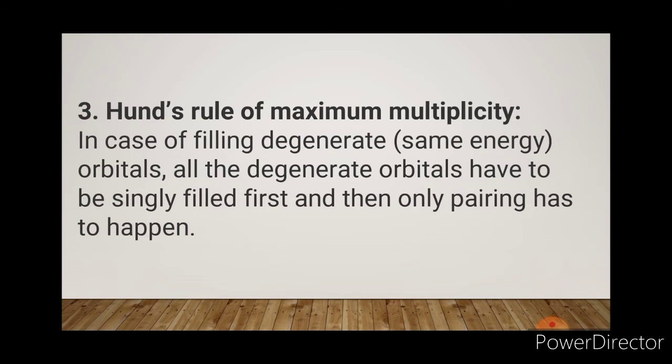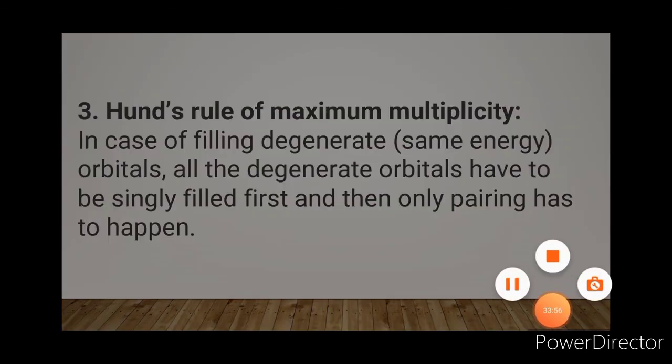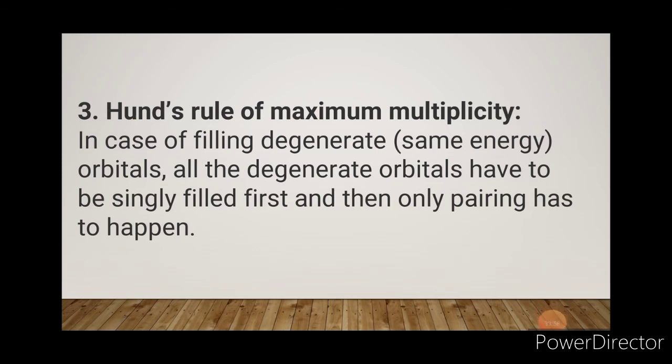Next is Hund's rule of maximum multiplicity. This rule says that in the case of filling degenerate orbitals, degenerate meaning orbitals of the same energy, all the degenerate orbitals have to be singly filled first and only then pairing has to happen.